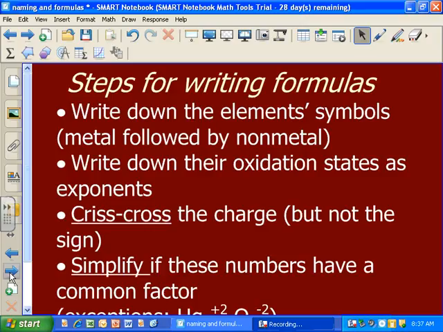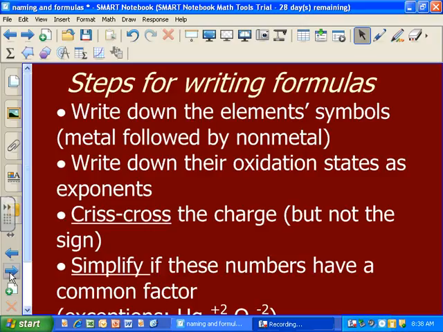Next, you want to write down the oxidation states that you're picking as charges up on the top right of each of those elements. It's the exponent. We will be crisscrossing them. It's going to look like an X when I show you this on the next slide. You will not be carrying the sign forward when you crisscross. What this is doing is making sure that we have a neutral compound. The number of positives will always cancel out with the total number of the negative charges.